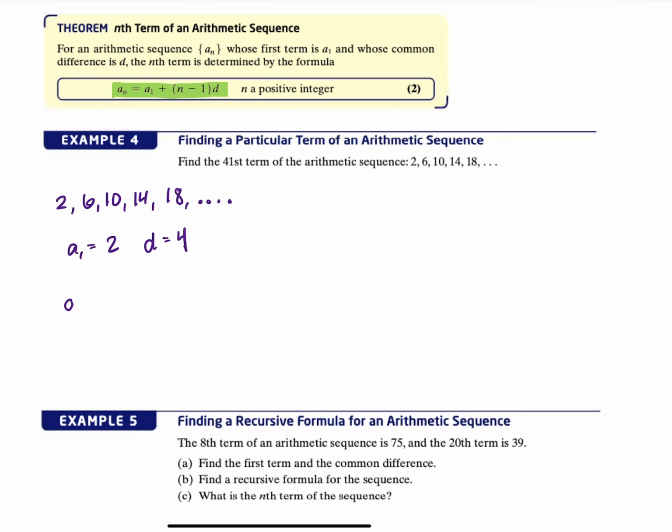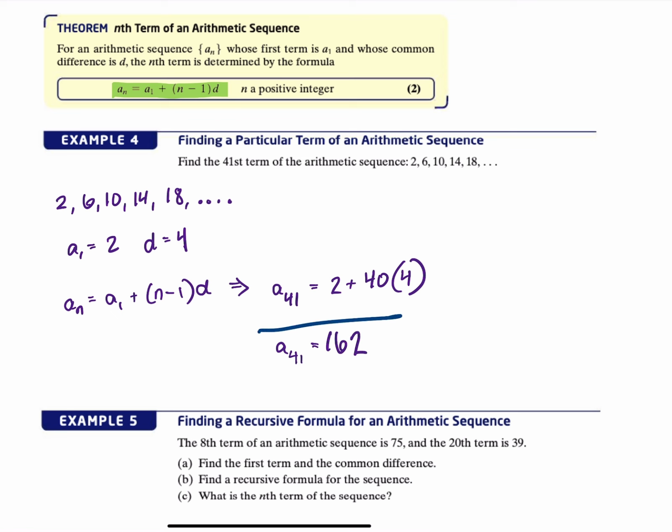So since we just said the formula for the nth term is our first term plus n minus 1 times the common difference, let's find the 41st term. That would be a sub 41. So that will be our first term, 2, plus n minus 1. N is 41, so it'll be 2 plus 40 times the common difference of 4. So 2 plus 40 times 4, that will give us 162. So instead of having to list out all 41 terms, we can just jump straight to the 41st term.